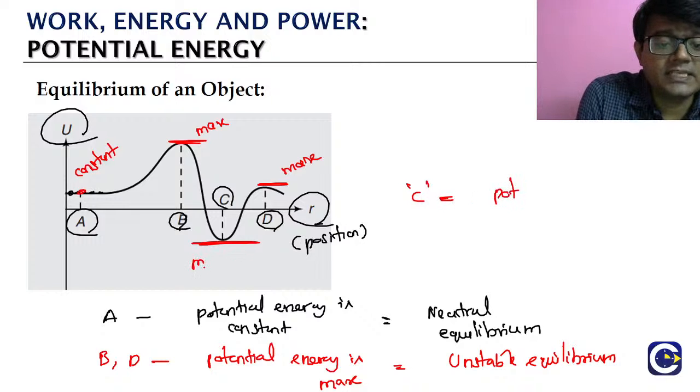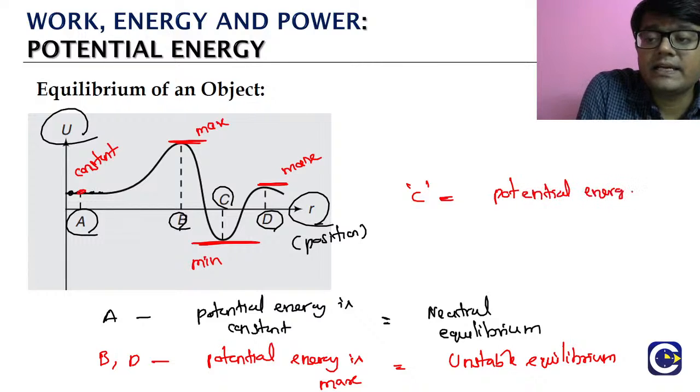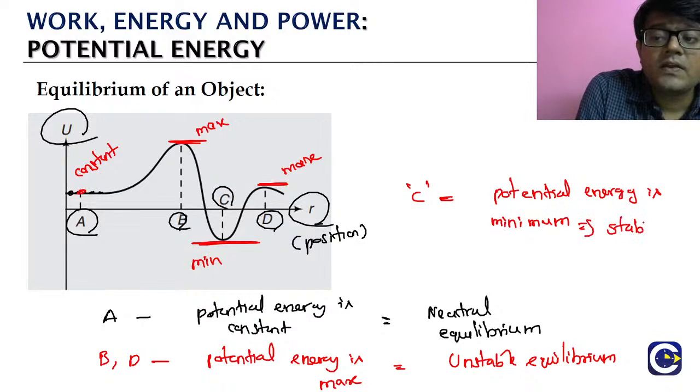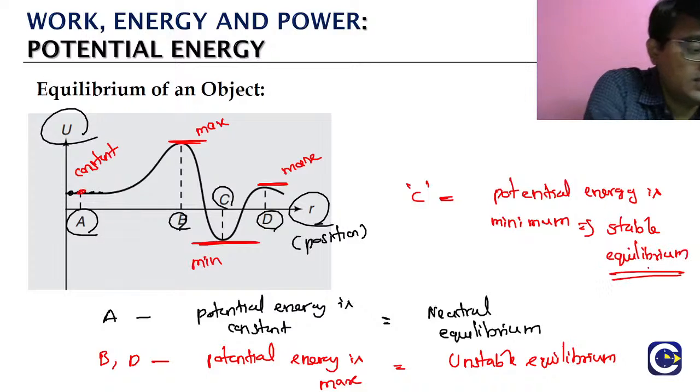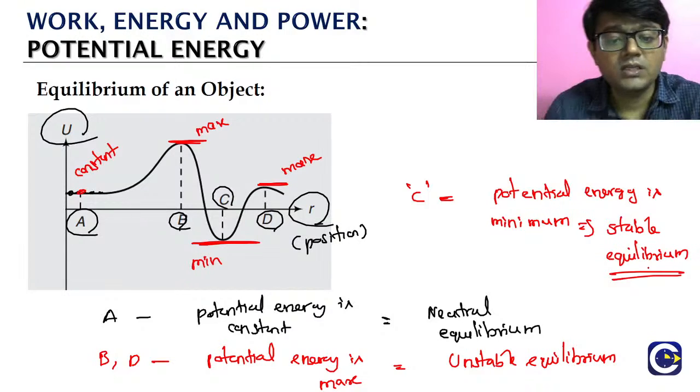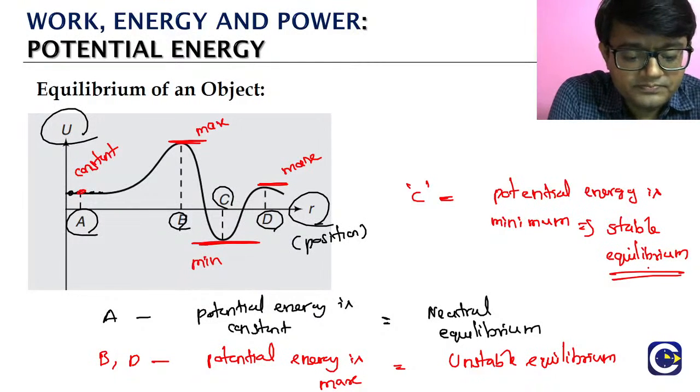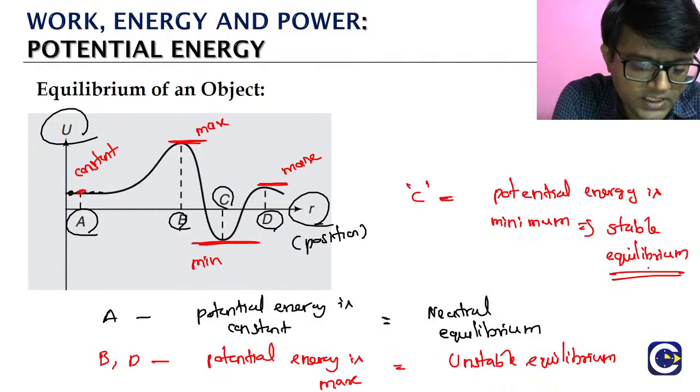What is the potential energy here? The potential energy is minimum. So wherever the potential energy is minimum, the equilibrium will be stable equilibrium. Okay? So this is how we are able to classify the equilibrium based on the potential energy function.